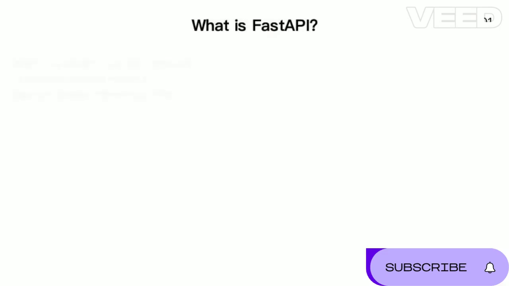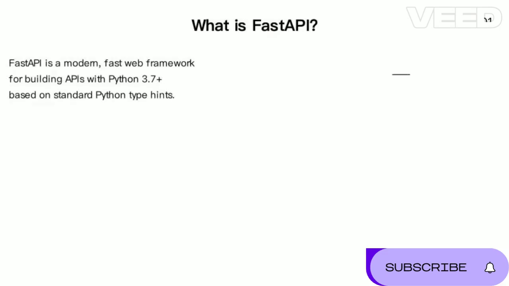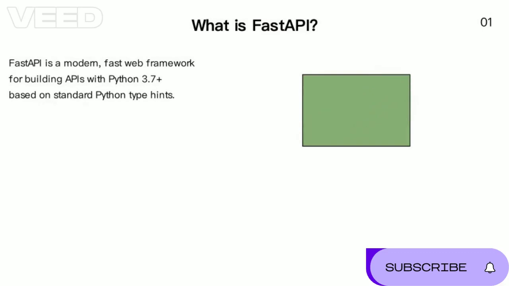FastAPI is a modern, high-performance web framework for building APIs with Python. It's designed to be fast, easy to use, and leverages Python type hints for automatic validation and documentation generation. FastAPI is built on top of Starlette for web parts and Pydantic for data validation.